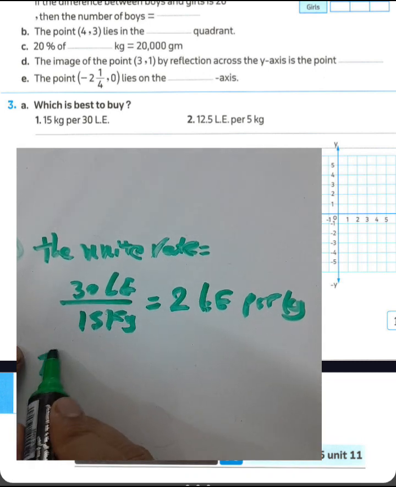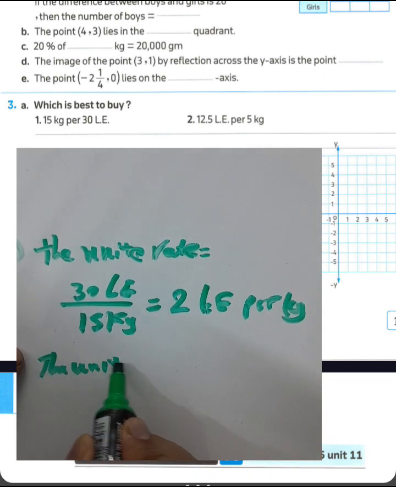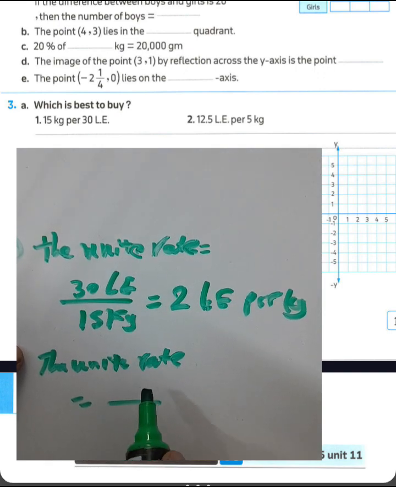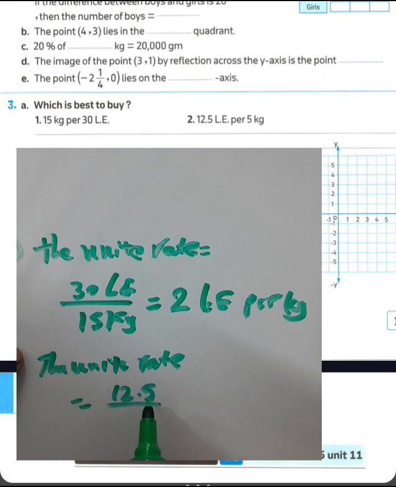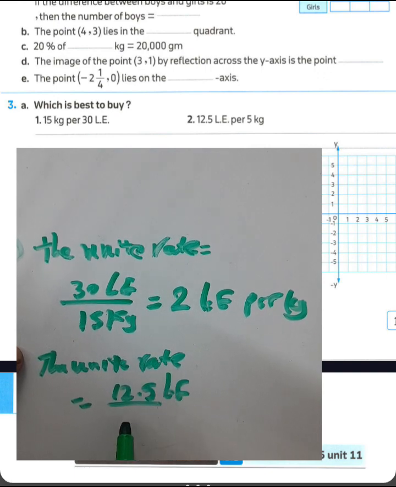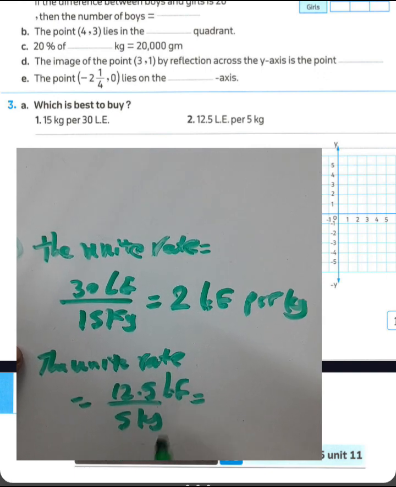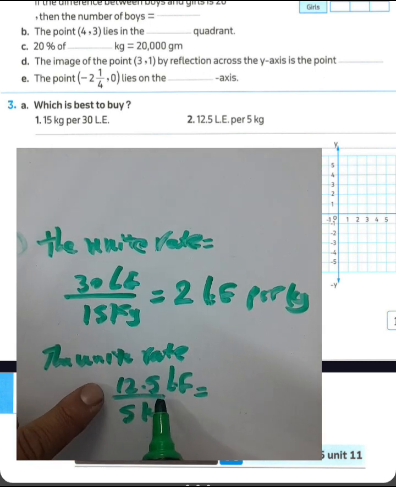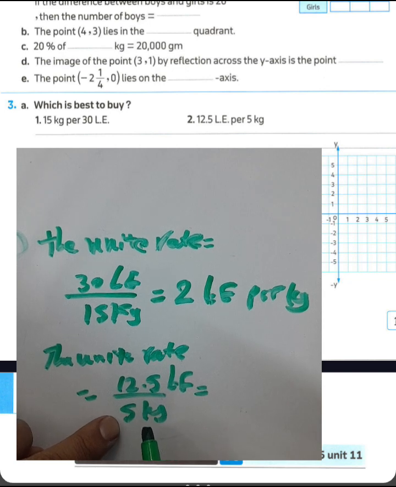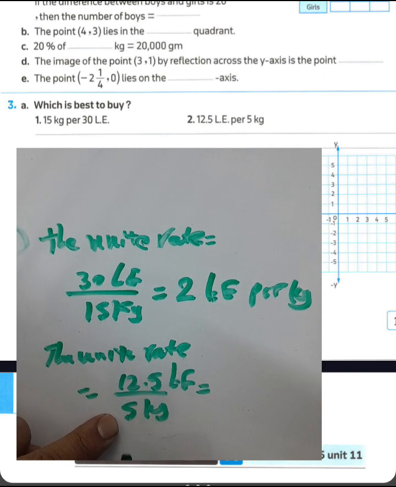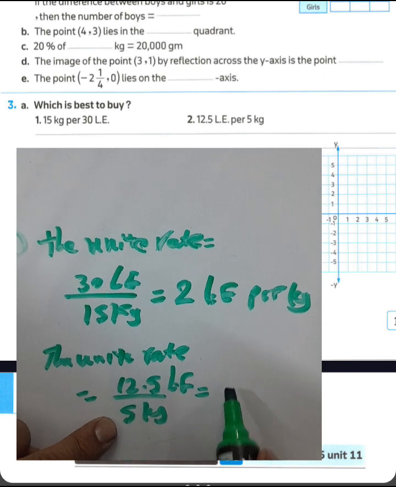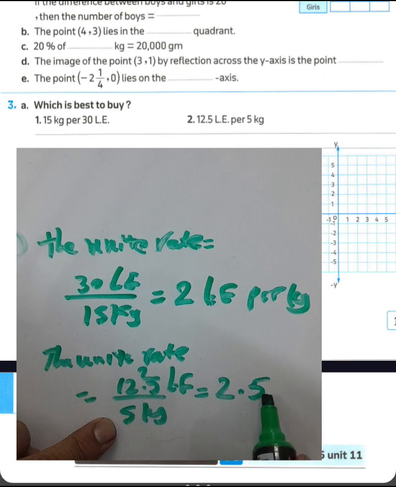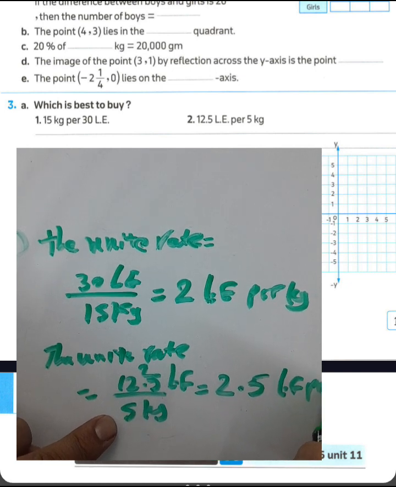Okay, 2 Egyptian lira per 1 kilogram. And the unit rate about the second, right? 12.5 Egyptian lira per 5 kilogram. The result will be what? Then you can divide the numbers. 12 divided by 5 equals 2, and the remainder 2. 25 divided by 5 equals 5. It will be 2.5 Egyptian lira per kilogram.